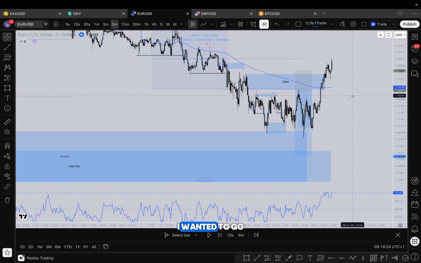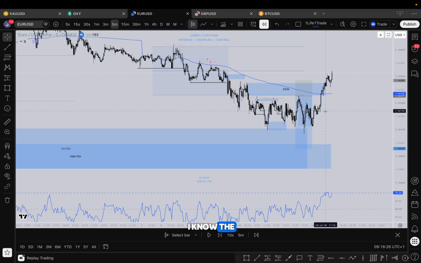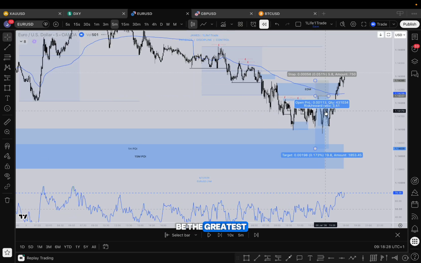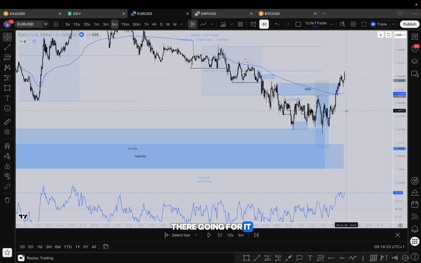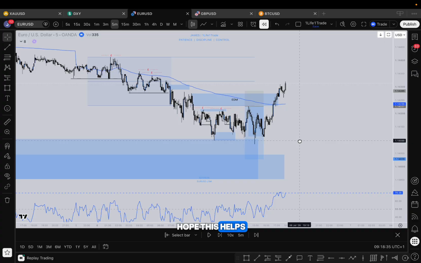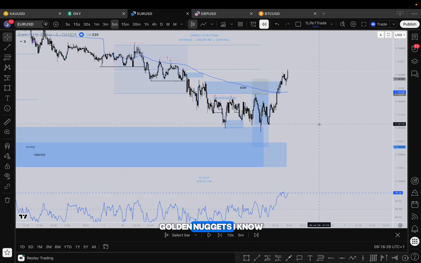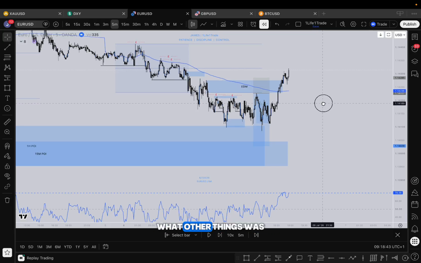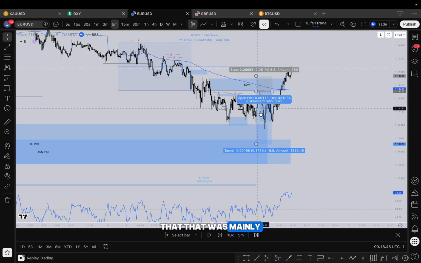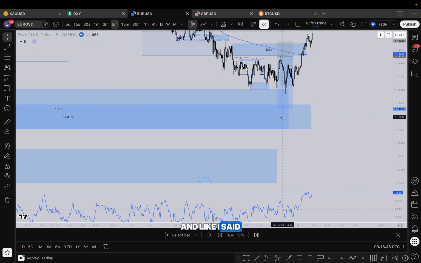So I wanted to go a bit more in depth with this, but I know the audio isn't going to be the greatest. I might even go back over this trade because it has a lot there going for it. So yeah, I hope this helps some people. Any little golden nuggets, I know when you're trying to learn, can really help. What other things was there that was going for this here? That was mainly it.